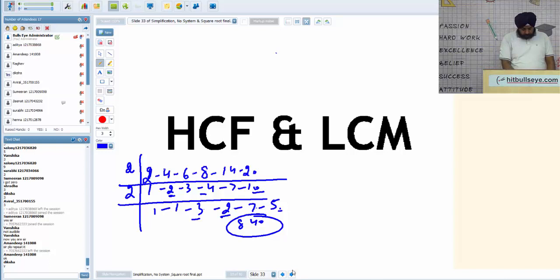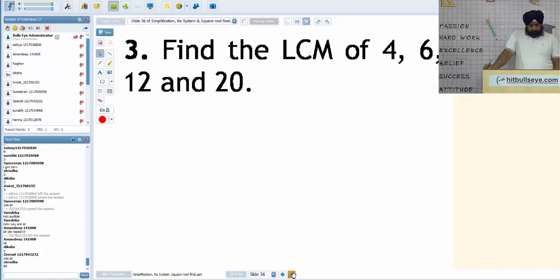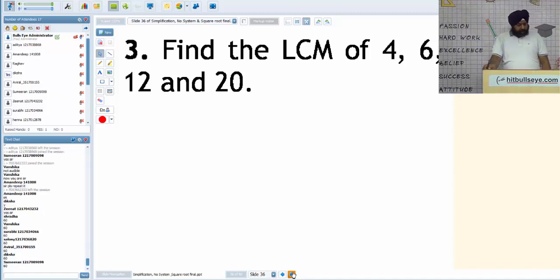We proceed on to the question. Quickly I check whether you are able to understand or not. Find the LCM of 4, 6, 12 and 20. What is the least common multiple? Shraddha, it's 60. Vanshika, 60. Definitely it's 60. If anyone is having any doubt, please write. Or may I proceed? 60 is the least number which is divisible by 4, 6, 12 and 20.